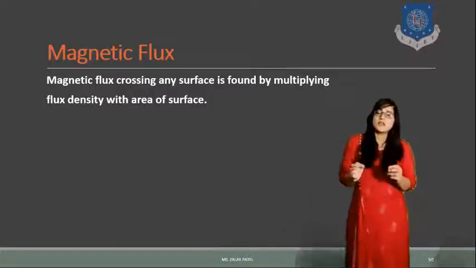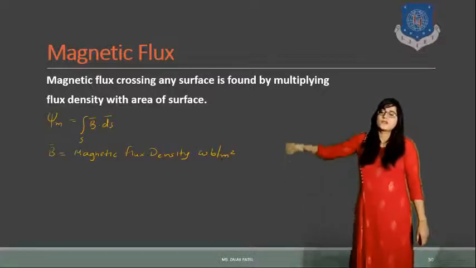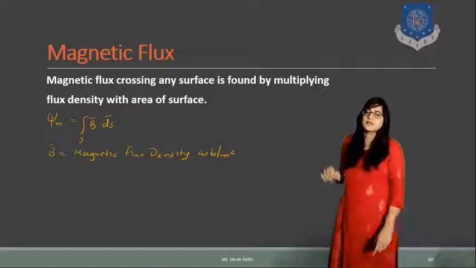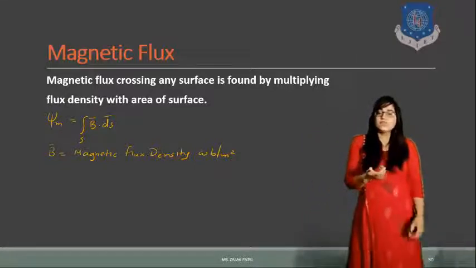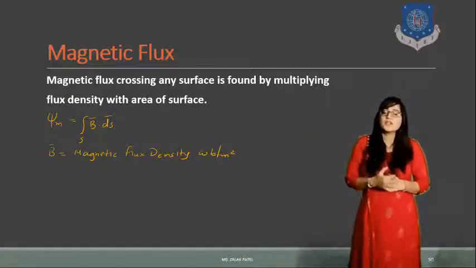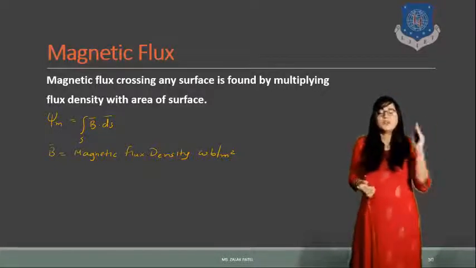So psi m becomes the surface integration of D dot ds, like this. Psi m is equal to the surface integration of D dot ds. Now you have the unit of D. Unit of D means flux per area. Flux unit is Weber. So Weber per meter square into ds.